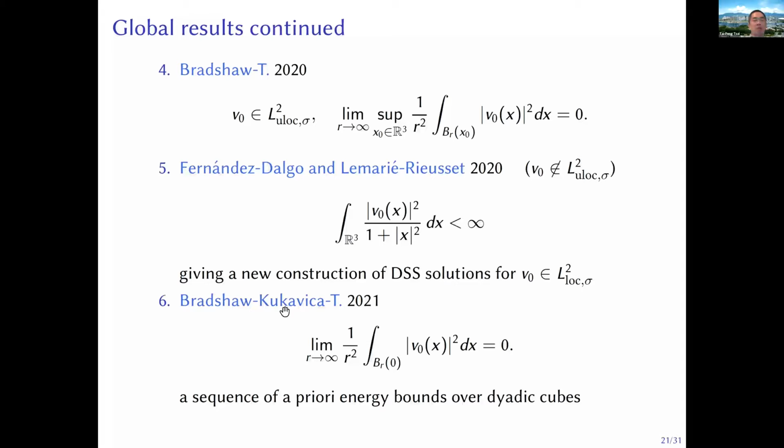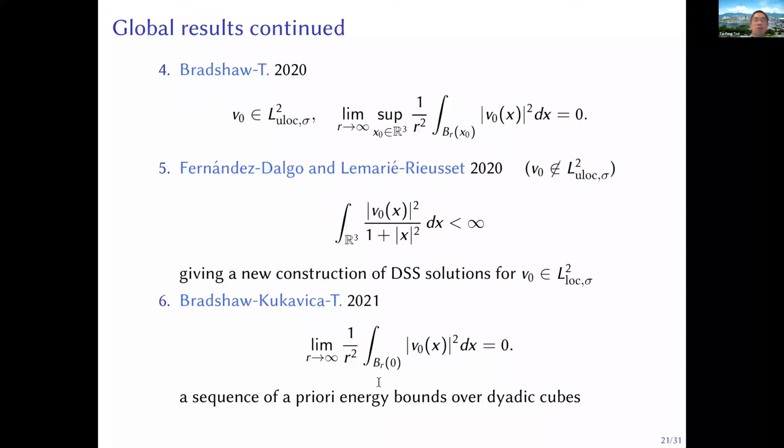So we now look at the integral, but now this is similar to this integral here, but the center is zero. We are not taking the sup of x naught here. We are just doing this at zero. And if this thing is vanishing, then we have a global solution.